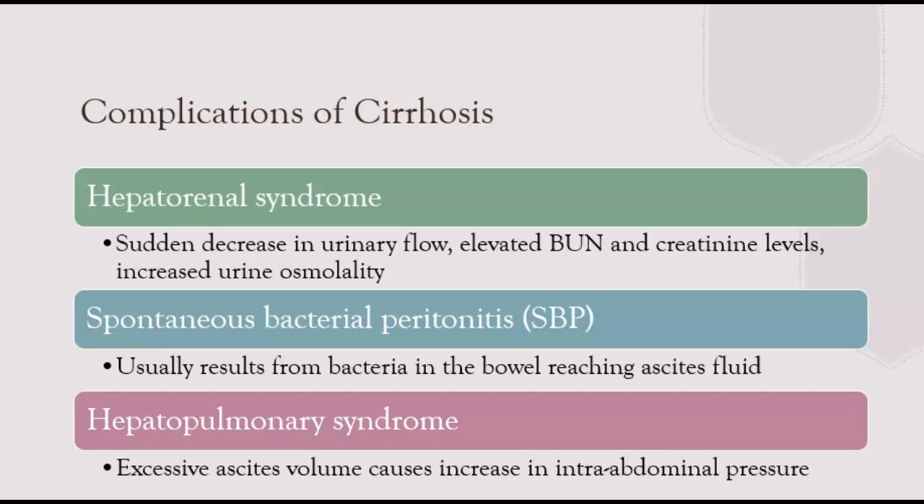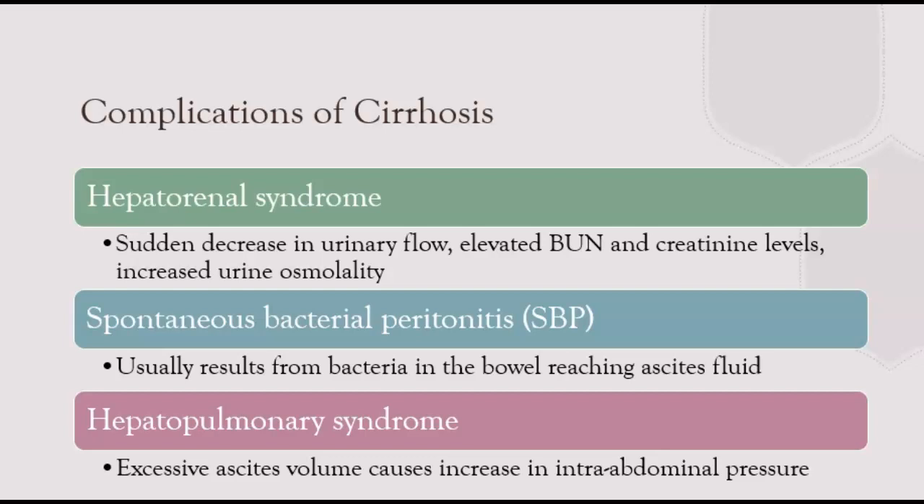Hepatorenal syndrome is a sudden decrease in urinary flow. It also includes elevated BUN and creatinine levels and increased urine osmolality. This indicates a poor prognosis regarding cirrhosis.